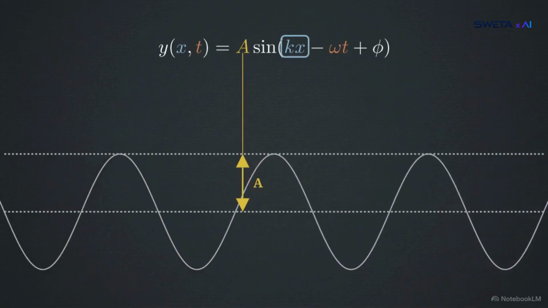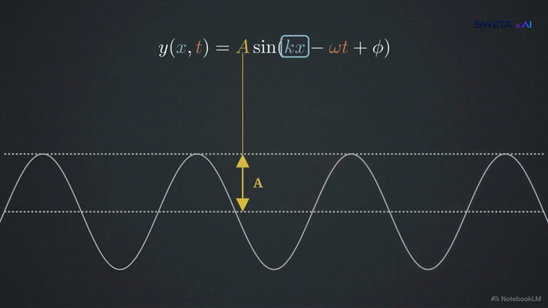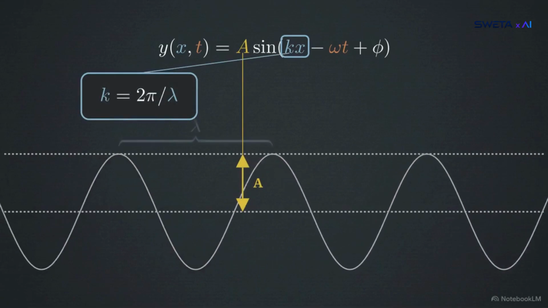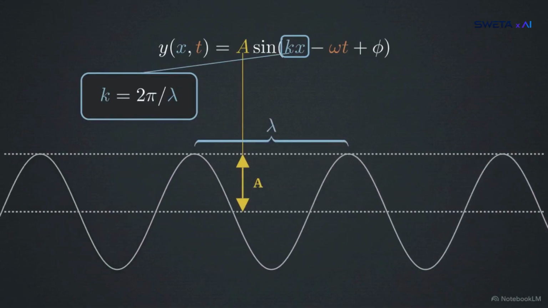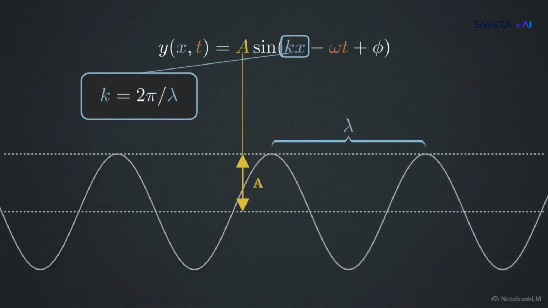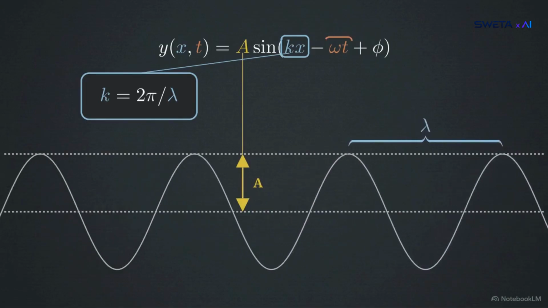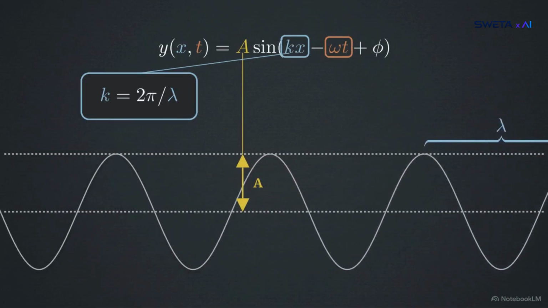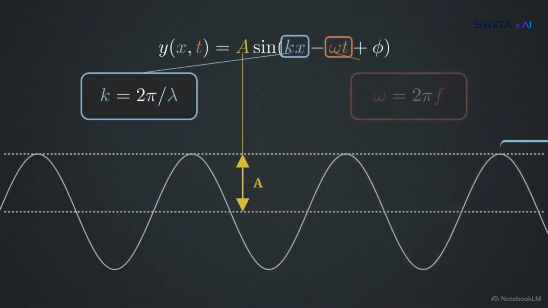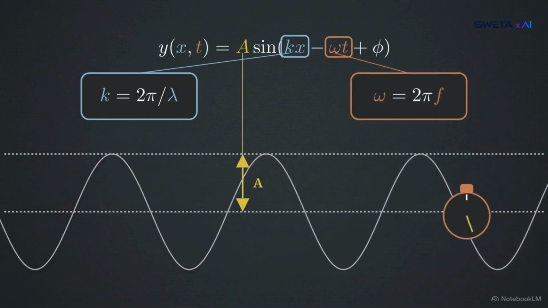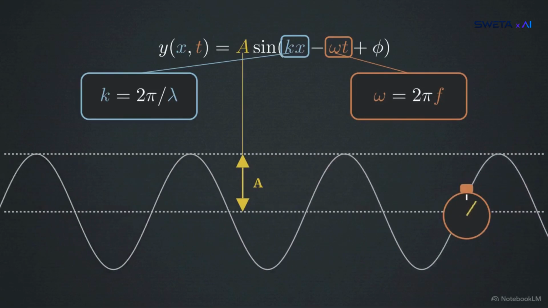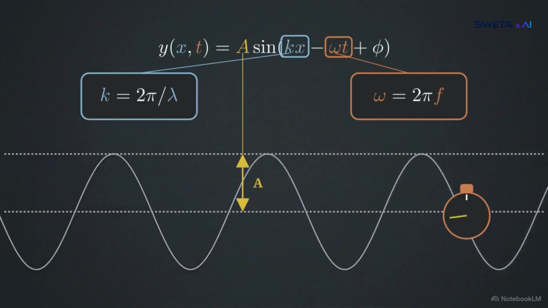Inside the sine function, the blue terms represent the spatial domain. K is the wave number, defined as 2 pi over lambda. It measures how many radians cycle per meter of distance. The red terms represent the temporal domain. Omega is the angular frequency, defined as 2 pi times frequency. It measures how many radians cycle per second of time.